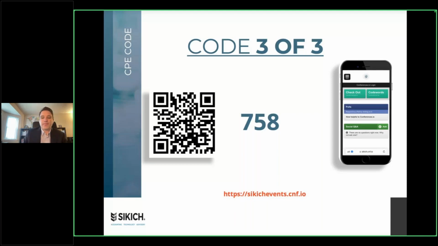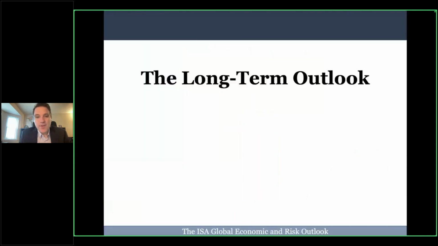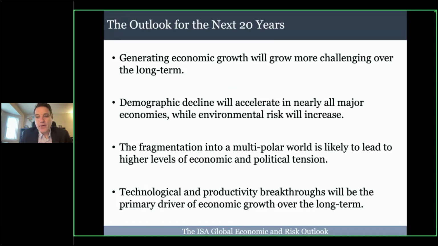Okay. So now finally, we're going to get into the long-term outlook. This is what we're really talking about here, the next 20 years. Generating economic growth will become more challenging over the long term. This is primarily due to the fact that demographic decline is accelerating in nearly all major economies, while environmental risk is also going to be a major factor.